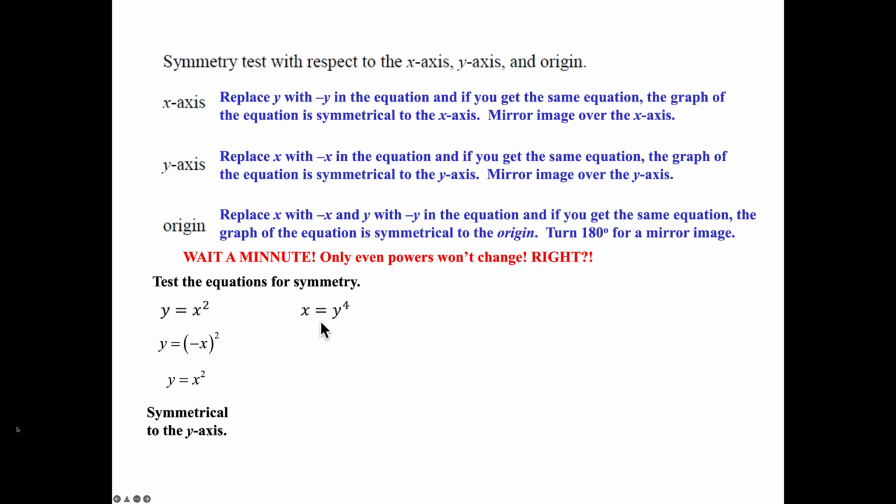All right, next example, x equals y to the fourth. Again, even power on the y. I probably want to put in a negative y, so we're testing the x-axis. So negative y raised to the fourth power. Okay, that's back to y to the fourth. This is symmetrical to the x-axis.